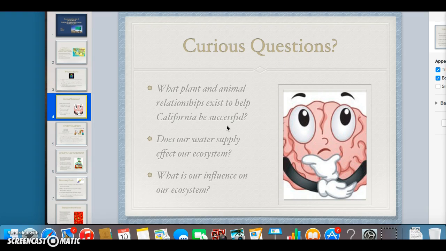Curious questions for them to have. What plant and animal relationships exist to help California be successful? Keep in mind, I don't want them to think about the human part. I want them to think about plant and animal relationships. Outside of us, what makes us successful? Now, with all our thoughts going toward the drought, these students should be asking themselves, does our water supply affect our ecosystem? And what is our influence as humans on our ecosystem?